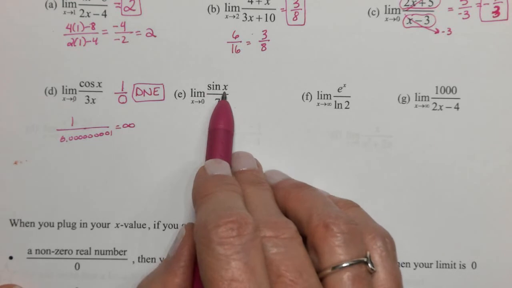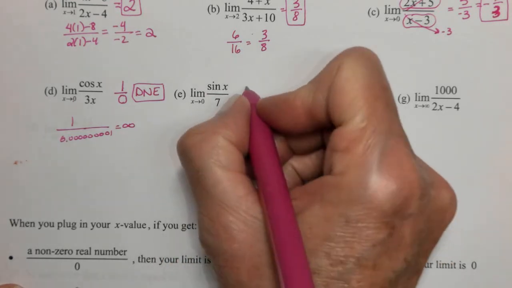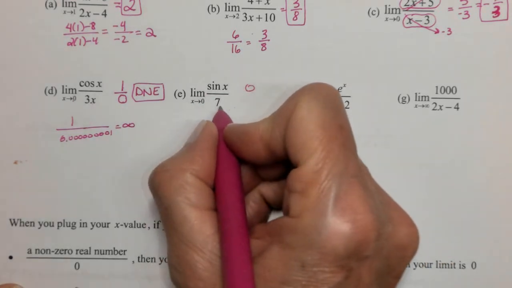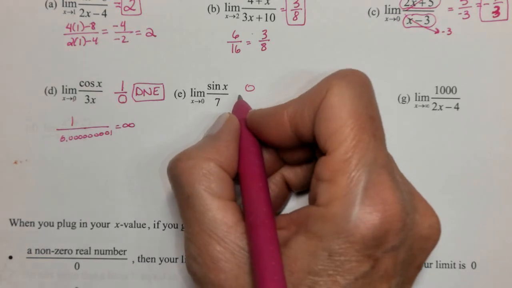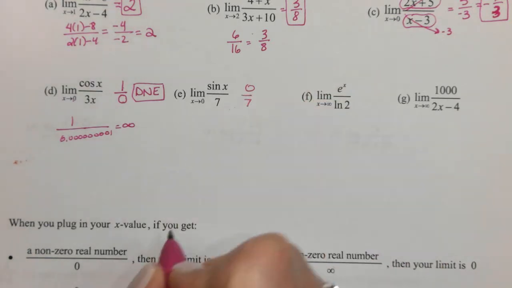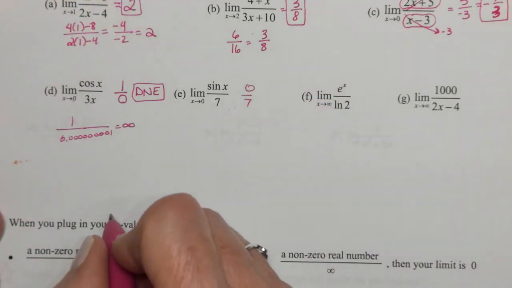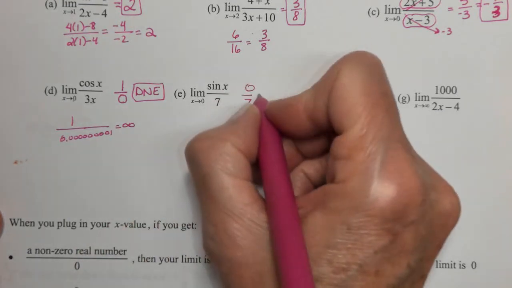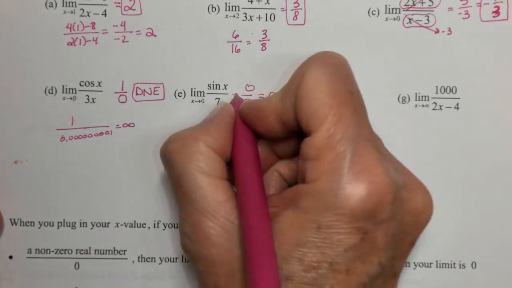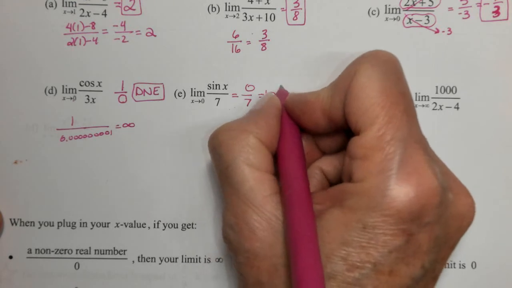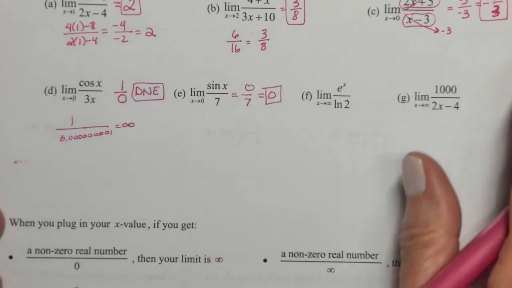All right, sine of 0. Sine of 0 is 0. 7 doesn't have an x with it at all. So we have 0 over 7. What is 0 divided by 7? Well, 0 divided by 7 is just 0. So this time we could put equal to, because this is just 0.